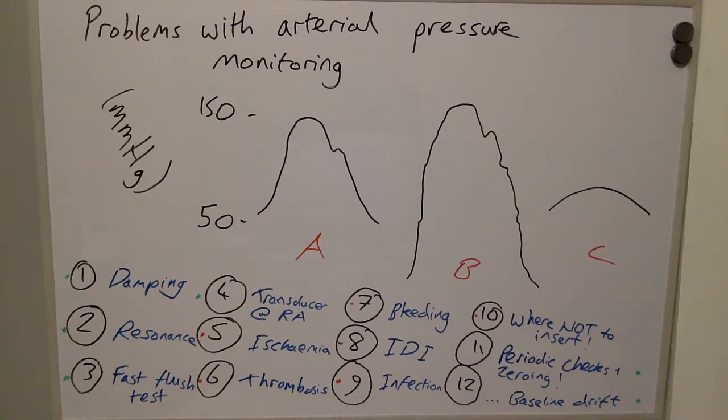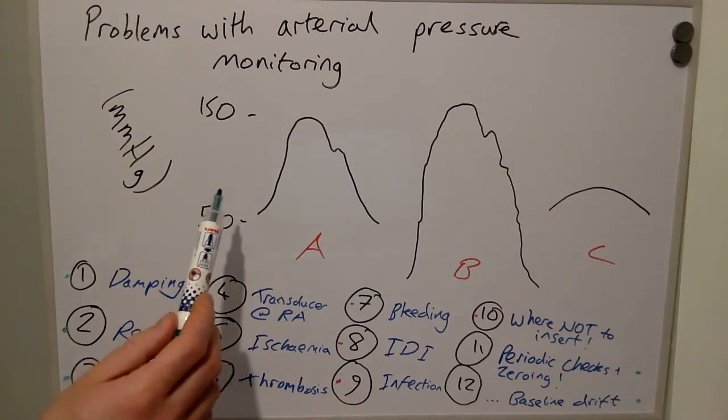Hello. So in this video, I'm going to discuss the problems that you might encounter when using arterial pressure monitoring. Two concepts that are important to get our heads round include the ideas of damping and resonance. Damping is caused by the dissipation of stored energy. Anything that takes energy out of the system results in a progressive diminution of the amplitude of oscillations.